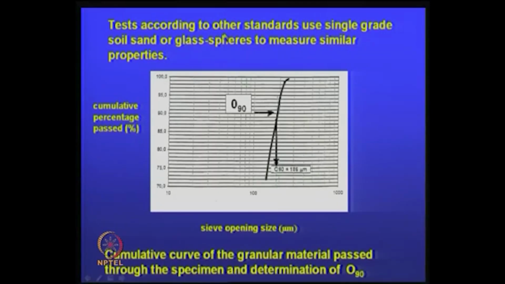Tests according to the other standards use a simple gradation or glass spheres to measure similar properties. As just mentioned, you can have a sand also, fine sand also, or glass spheres, right, to measure the properties. So, this is how we get it.